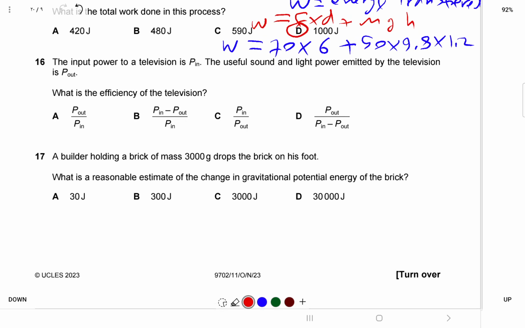Now 16. The input power of the television is Pin. Useful sound and light power emitted by the television is P out. What is efficiency? Now we know that efficiency is useful power output over power input. So useful power output is P out. So here P out over power input, which is Pin. So option A is the correct answer.